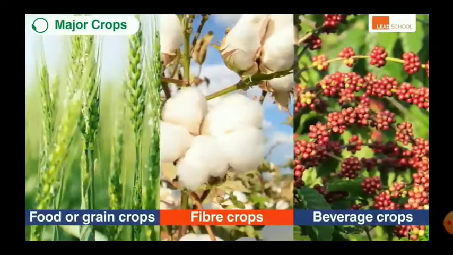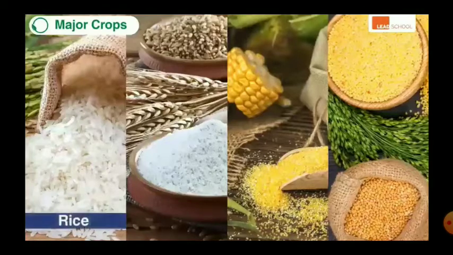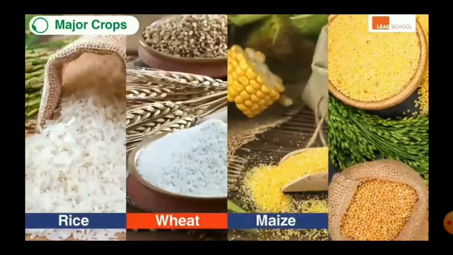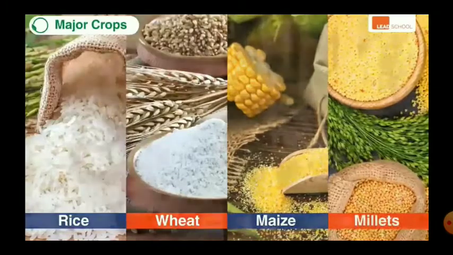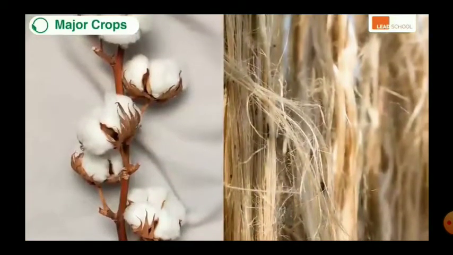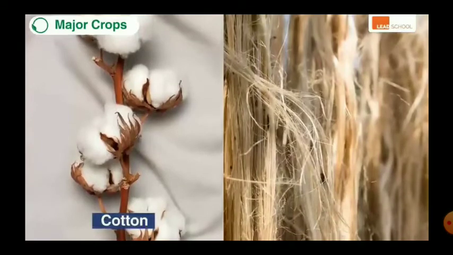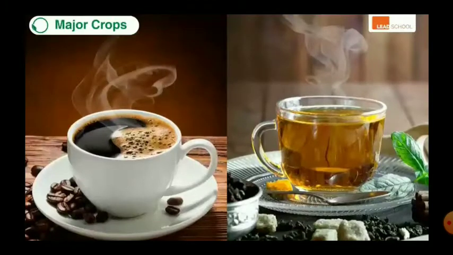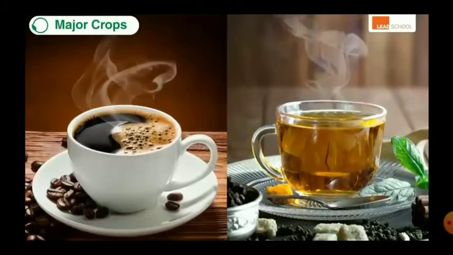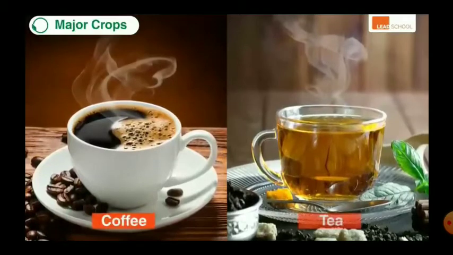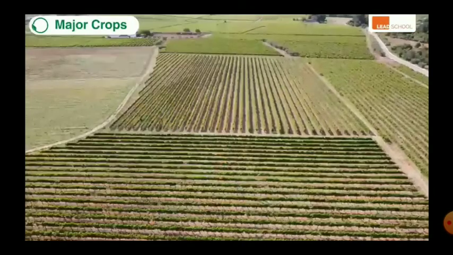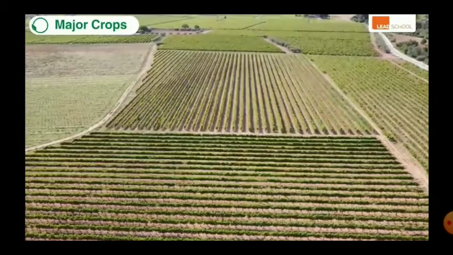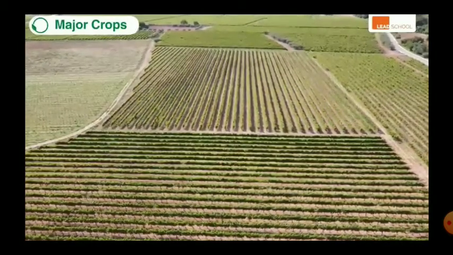The most commonly grown grain or food crops are rice, wheat, maize, and millets. The two majorly grown fiber crops are cotton and jute. These crops are used to make threads that can be converted to cloth and other products such as ropes and baskets. And the last one on our list today are beverage crops such as coffee and tea. Now, let's understand the conditions and places suitable for growing these crops.